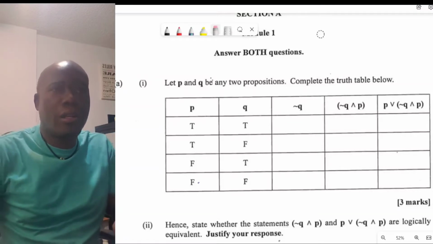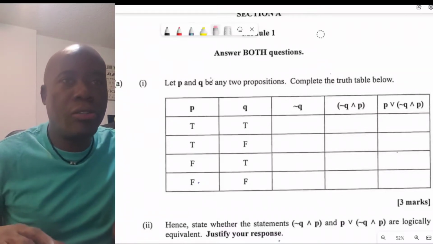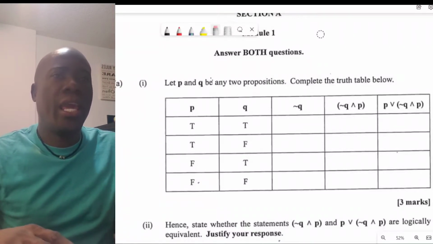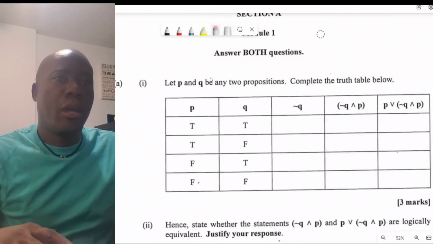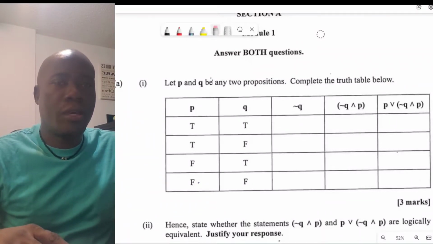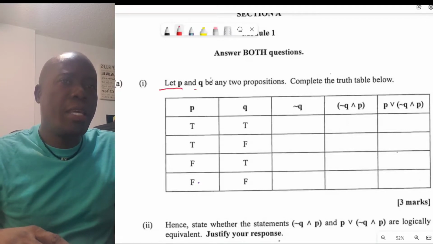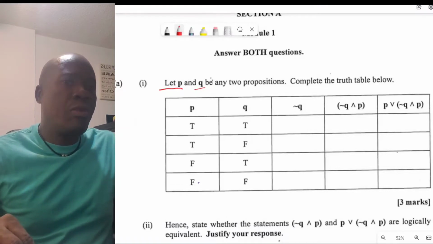What we're going to be looking at today is CAPE Unit 1, Module 1, Question 1A and B, the June 2022 exam. The first question is a truth table question, and it reads: let P and Q be any two propositions. Complete the truth table below.